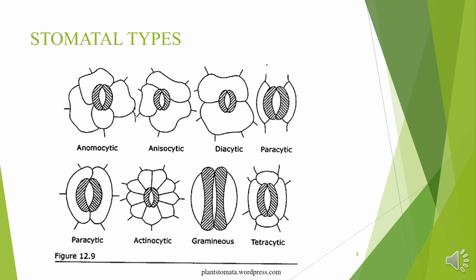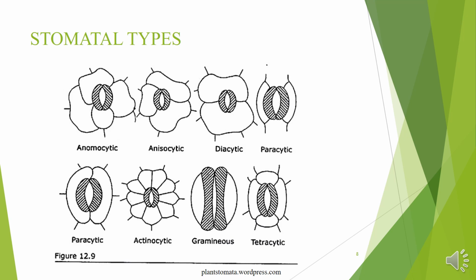For the diacytic stomata, you have 2 subsidiary cells with their axes at right angles to the stomatal pore. You can notice in that diagram that the subsidiary cells are at right angles to the stomatal pore. You also have the anomocytic stomata.